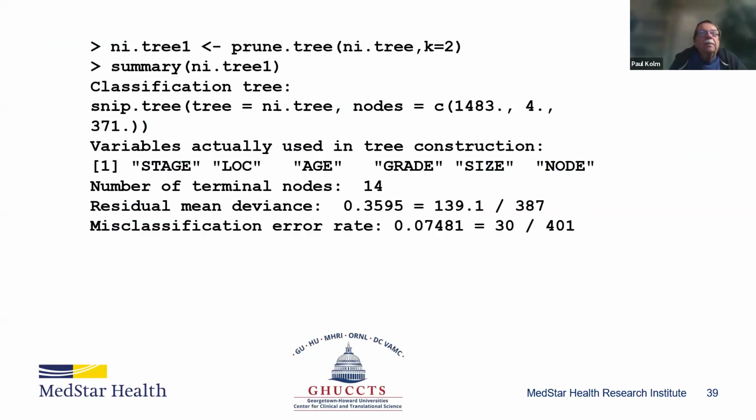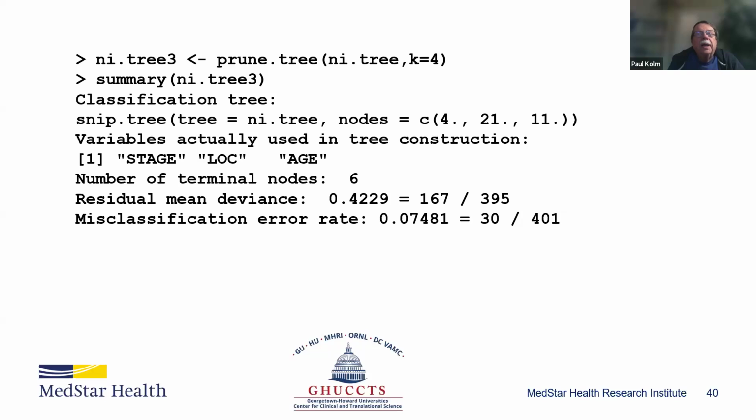Using a cost complexity factor of 2, k equals 2, we still have the 6 variables, but we've only reduced the number of terminal nodes to 14. And so our deviance and our misclassification error rate don't change. In fact, the misclassification error rate doesn't change at all, I don't think. Yeah. So that doesn't really help us. We still have too many terminal nodes.